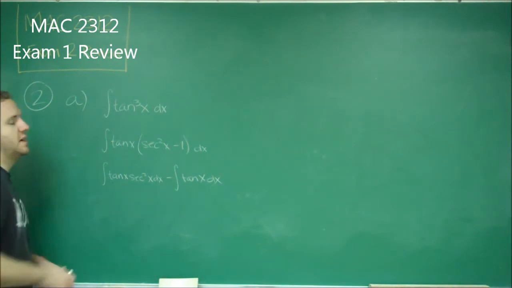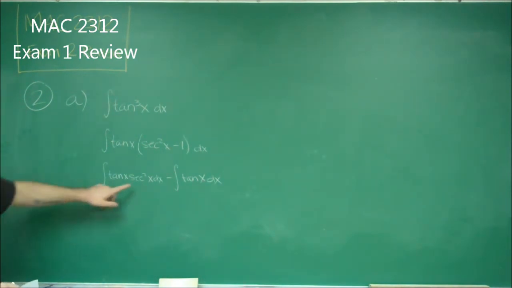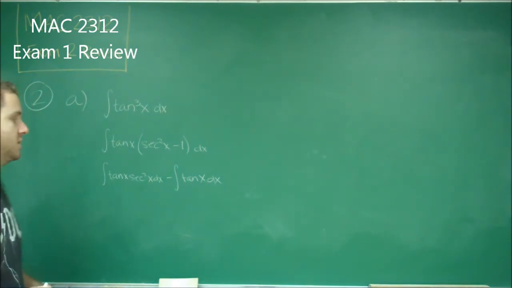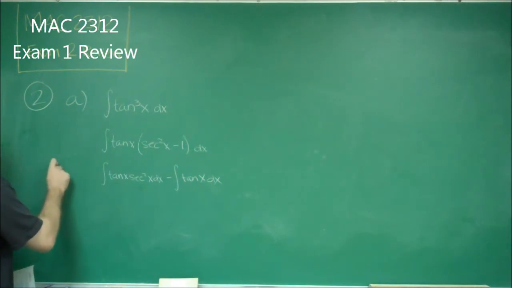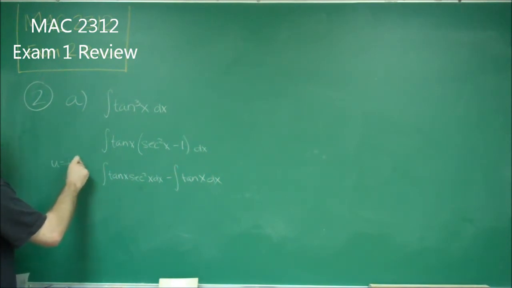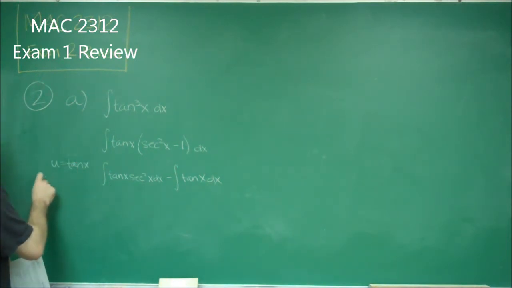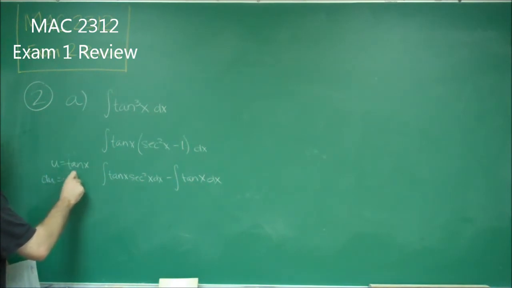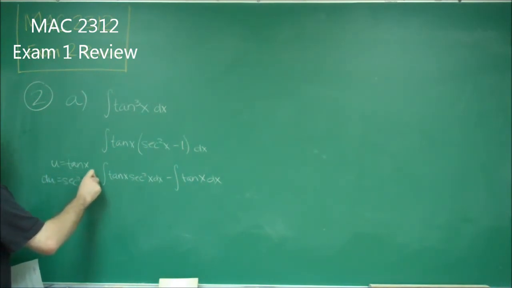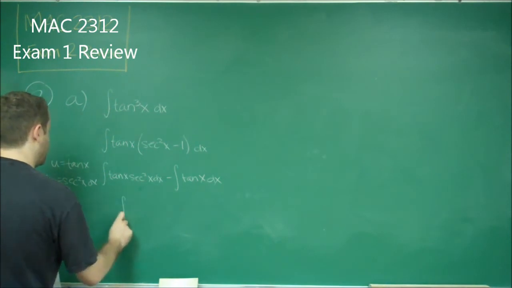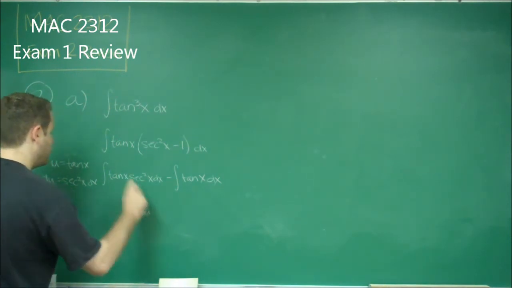The first one here is actually even easier, because if you notice, secant squared is the derivative of tan x. So if you have the derivative of something in the function, you just want to use u substitution. So you can solve the first integral by saying u equals tan x. You can see then that du is secant squared x dx, and this becomes the integral of u du.